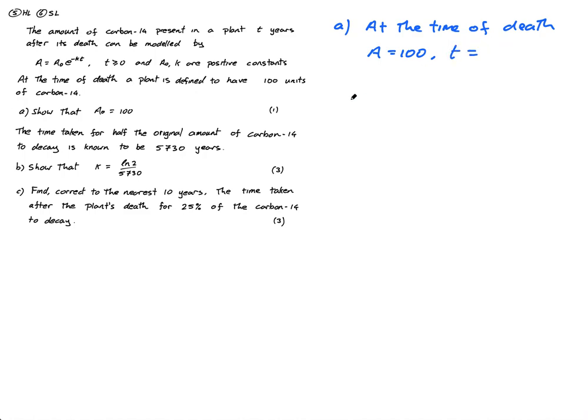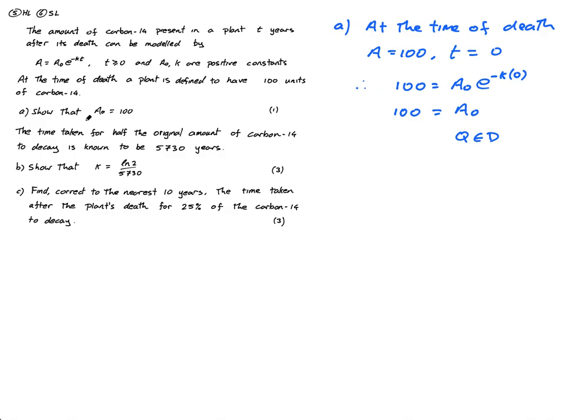And T is equal to, well, what is T? T years after its death. The second it dies, how many years have passed? No years have passed because it just died. So T is equal to 0. Therefore, I can sub this into my formula. 100 equals A0 e to the negative k times 0, which is e to the 0, which is 1. Therefore, 100 equals A0. I'm going to write QED, which means I've shown what they want me to show.